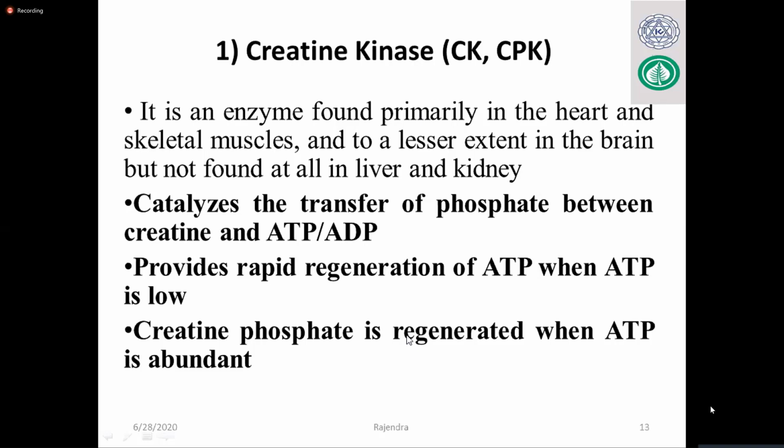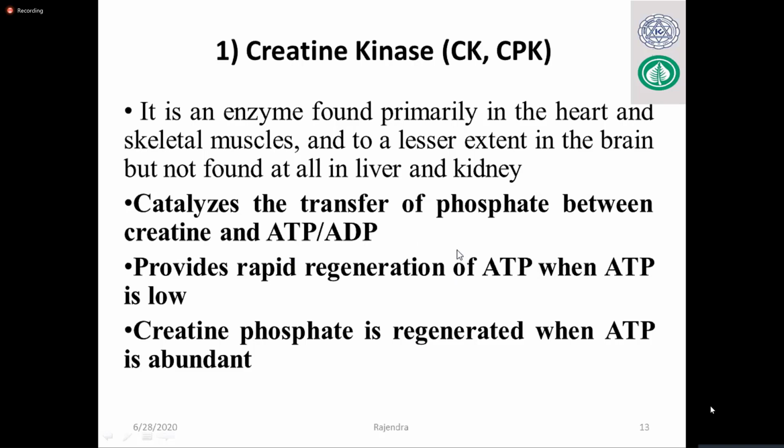We know this enzyme very well because we have already discussed how creatine is synthesized in our body. That is the enzyme responsible for the synthesis of creatine, found in skeletal muscle and to a lesser extent in brain, but not found in liver and kidney. Yes, very low in brain and kidney, or you can say it's not found actually. It catalyzes the transfer of phosphate between creatine and ATP.